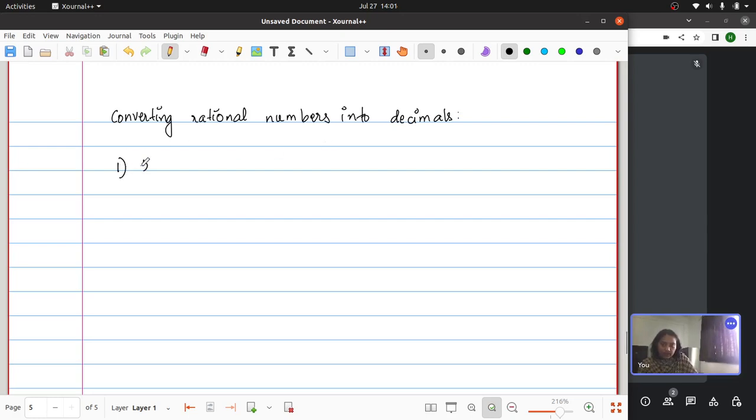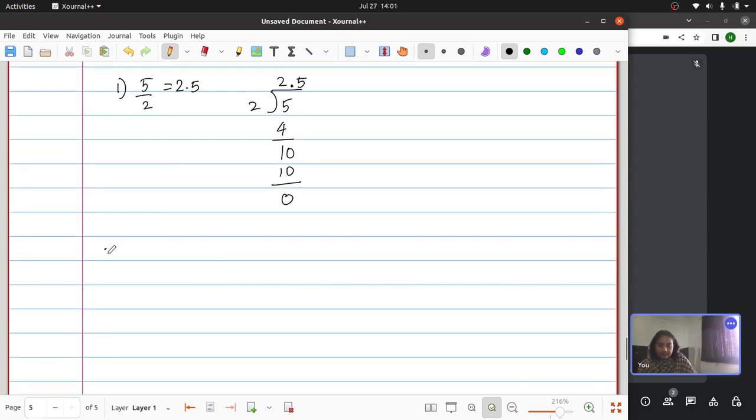So, we will again look at it through examples. Let us take 5 by 2. So, we just do 2 2s are 4, 1. So, it does not go anymore, we put a point, put a 0. 10 divided by 2 is 5, and that is it. So, our 5 by 2 is 2.5. Let us take one more example. Let us say 2 by 3.